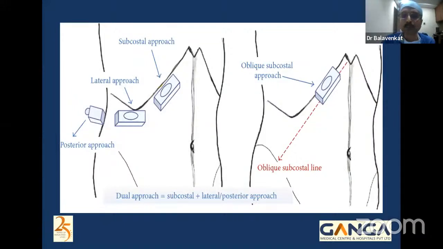Right. So now the approaches. When you want to give a subcostal TAP, you use a high frequency linear probe. This is the xiphisternum, this is the subcostal region, and you just place the probe just below the costal margin, and what would you see?